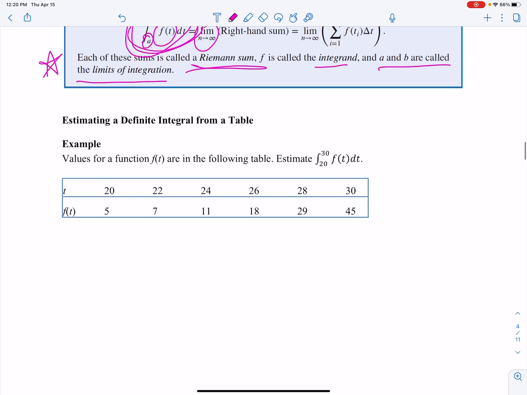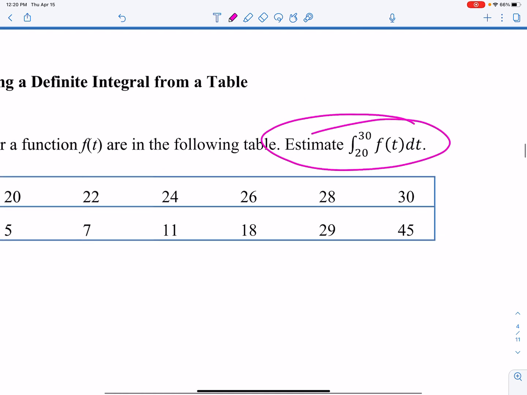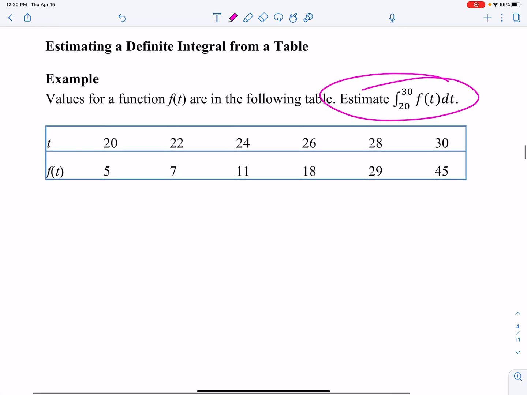All right, so here we go. Estimating a definite integral from a table. We're going to do the same thing we did before, the lower and the upper sums, or estimates, either way, same thing. The values for a function f of t are in the following table. Estimate the integral from 20 to 30 of the function in terms of t. So here, let's do the lower estimate.